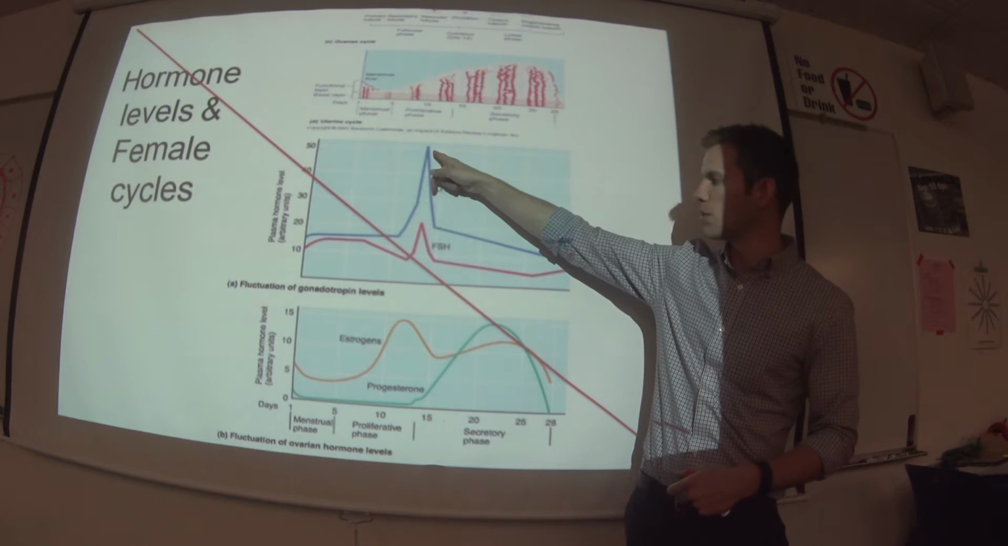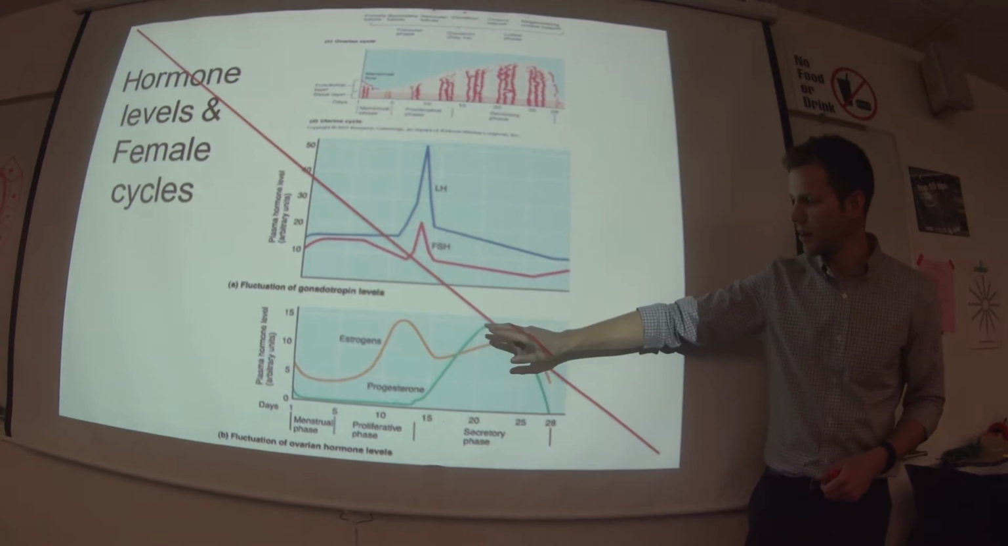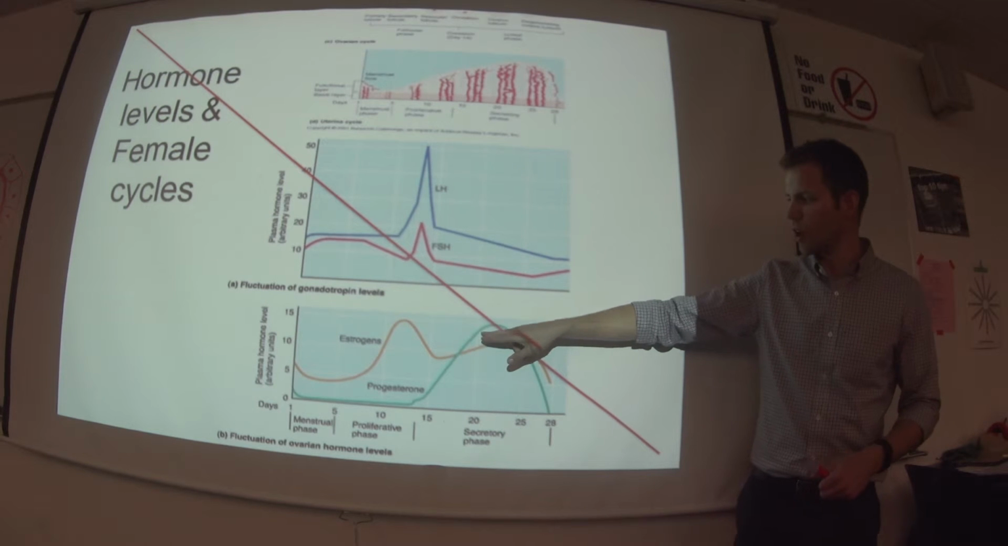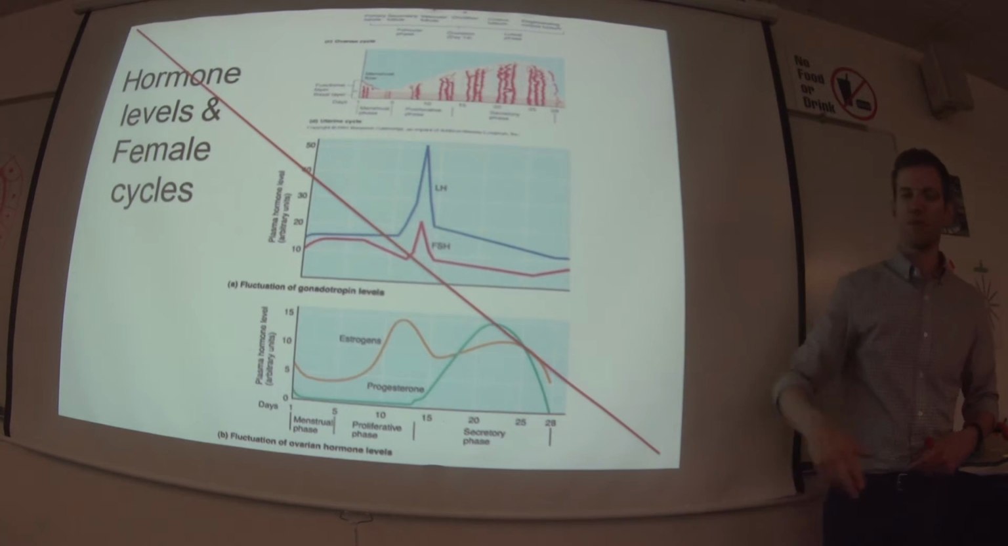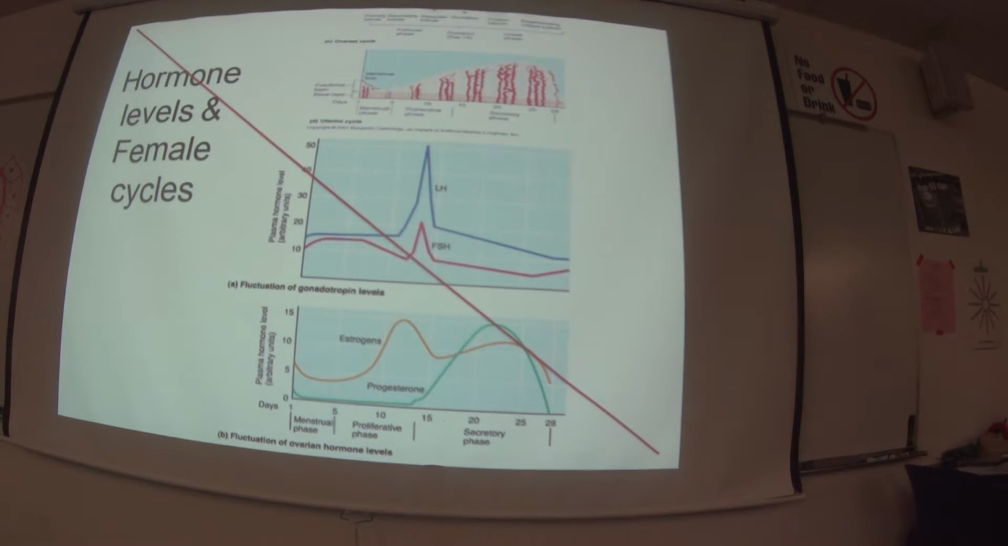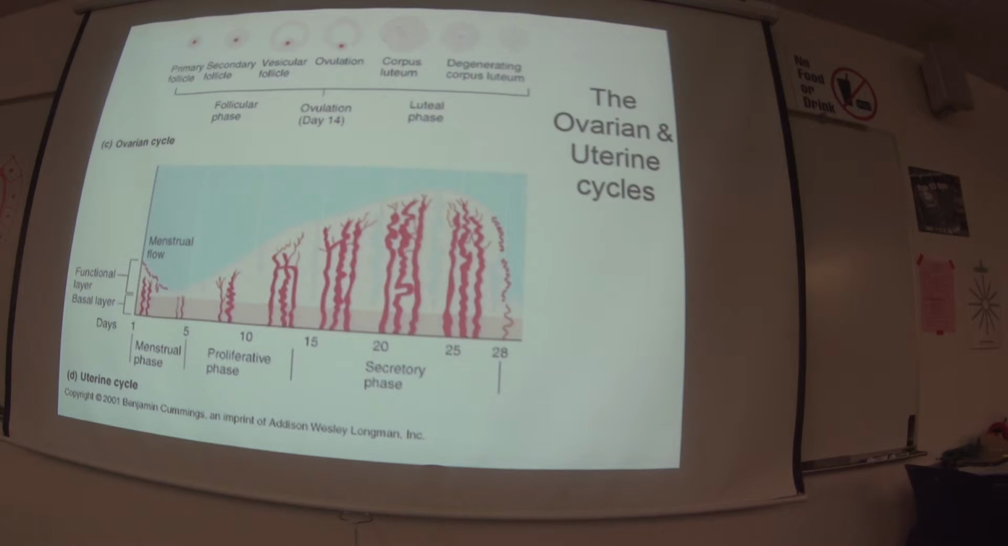So boom, luteinizing hormone. And progesterone is going to go up, up, up, up. But then if there's no fertilization, which is what this example assumes, it's going to drop off when the corpus luteum degrades into the corpus albicans.